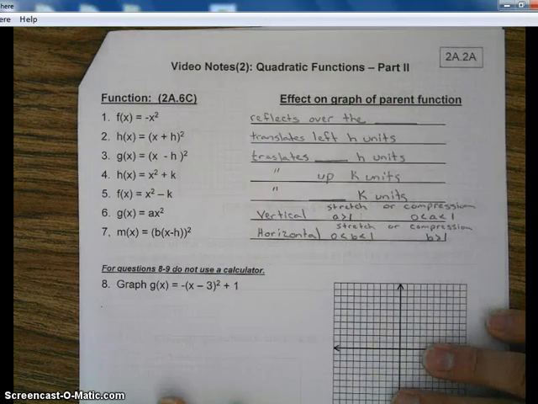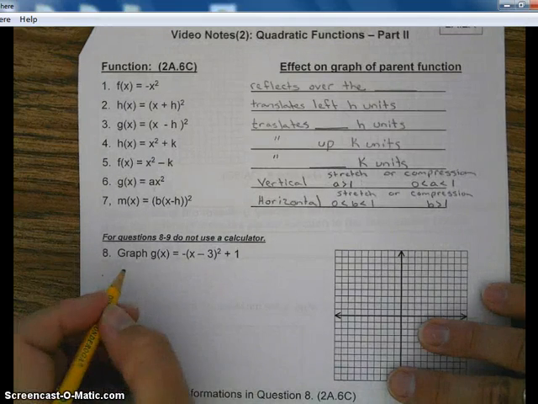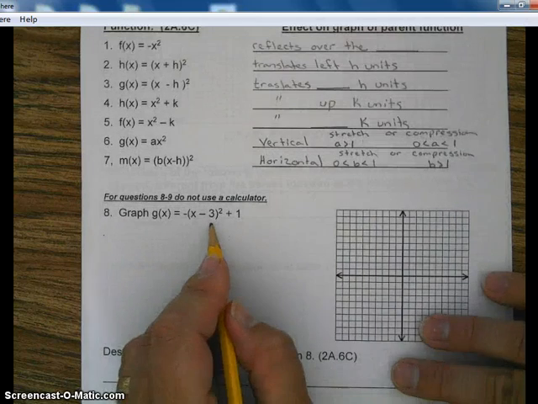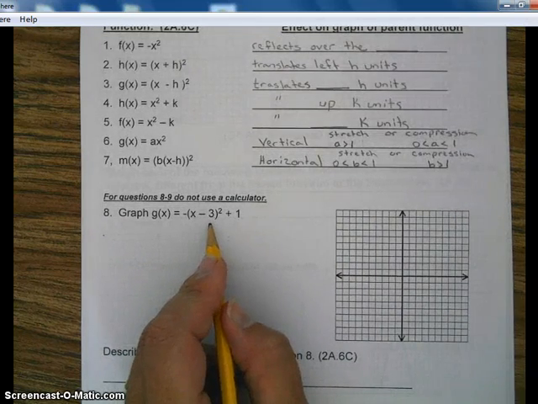Okay, so moving on to number 8, we are graphing this function. And I have a visitor. Please excuse me for a moment.